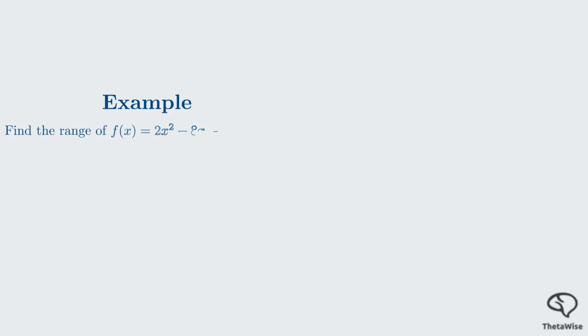Find the range of f(x) = 2x² − 8x + 5, for x an element of the real numbers. To find the range of this quadratic with an infinite domain, our first step is to locate the vertex. We can use the formula x = −b/2a.